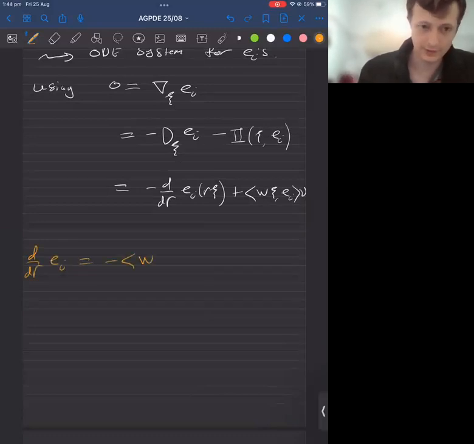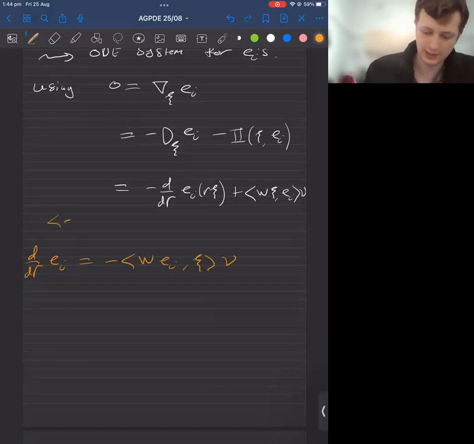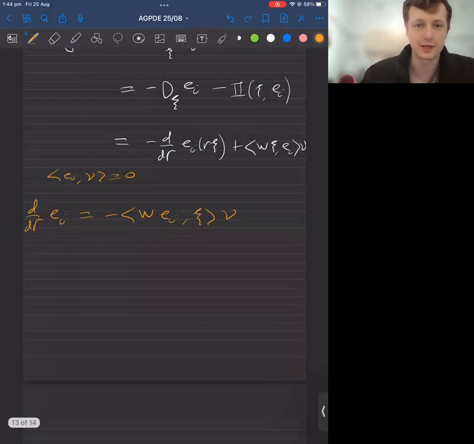So along the curves, we get this. And then you can use the relation that E_i ν equals 0, differentiate this with respect to r, and you get a similar equation for ν.